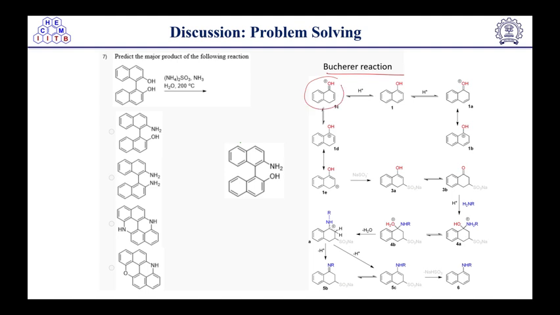Okay, so we have here hydroxynaphthalene, which we can say is alpha naphthol. And here we have the diol. So alpha naphthol is here, and protonation will take place as we have acidic condition.